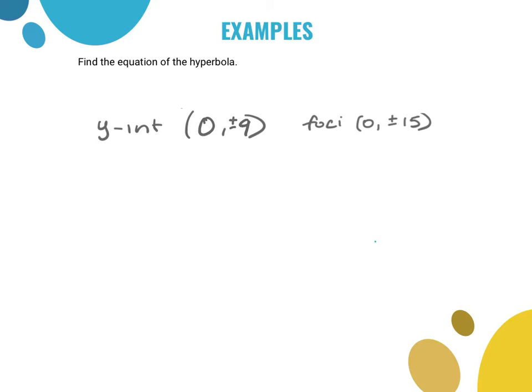Okay, so again, I just said that that should have been switched. So 0 plus and minus 9 is the y-intercept. It doesn't make sense the other way around. If I graph it, this means I'm going up 9 and down 9 as my y-intercept. So remember we said yesterday that they say y-intercepts, but really they mean something else, right? In this case, my foci is 0 plus or minus 15.